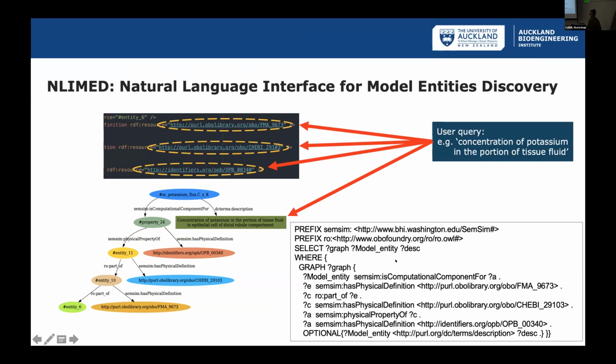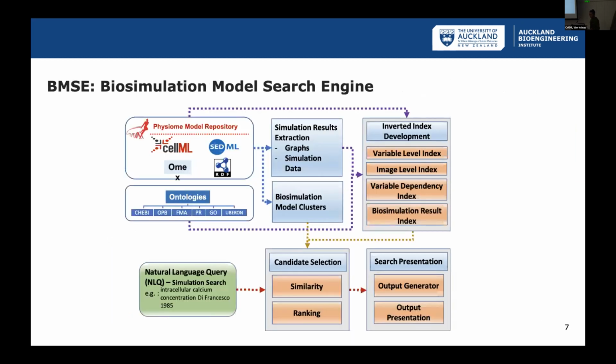So in NLIMAC, we convert the query, for example, like this, concentration of potassium in the portion of tissue fluid, into this SPARQL. So that's how NLIMAC might work. And the next one is BMSE.